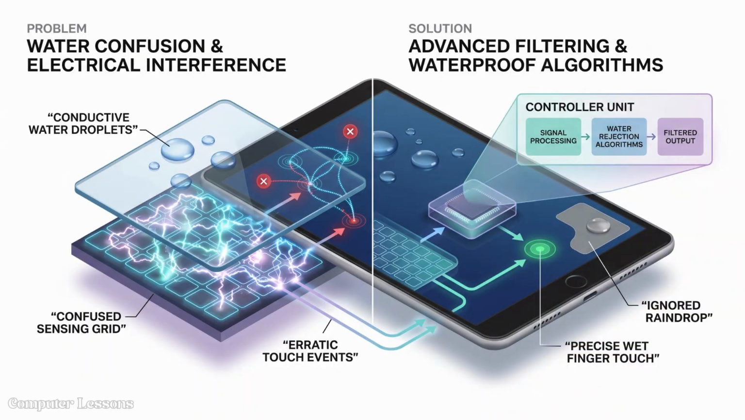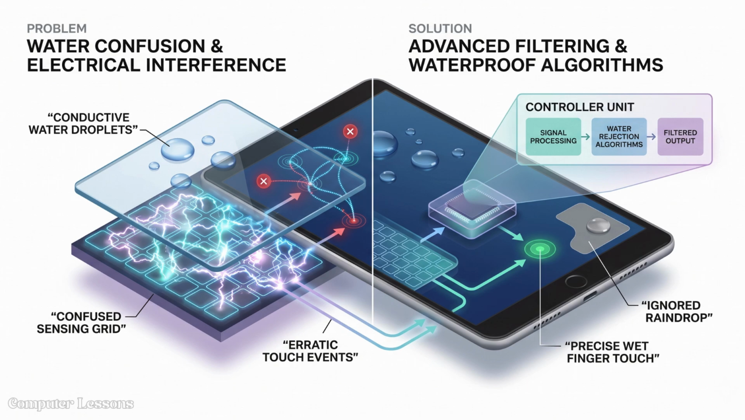Despite their sophistication, capacitive screens struggle with water and electrical interference. Water droplets act as conductors, confusing the sensing grid and creating erratic touch events. Modern engineers use advanced filtering and waterproof algorithms to help the controller distinguish between a wet finger and a raindrop on the glass.